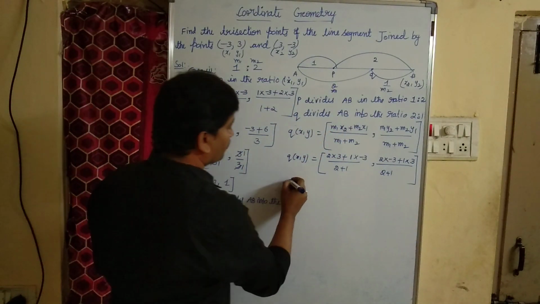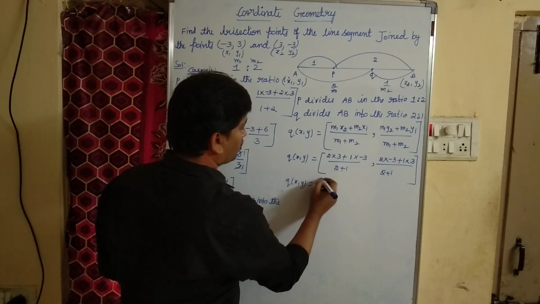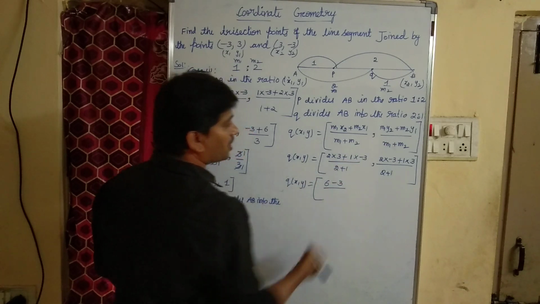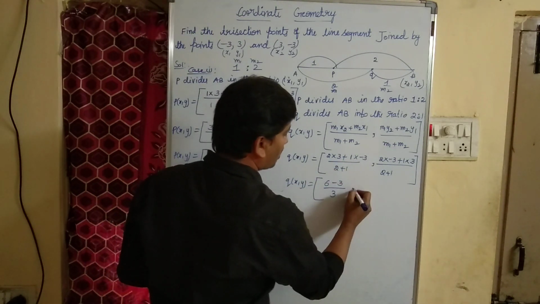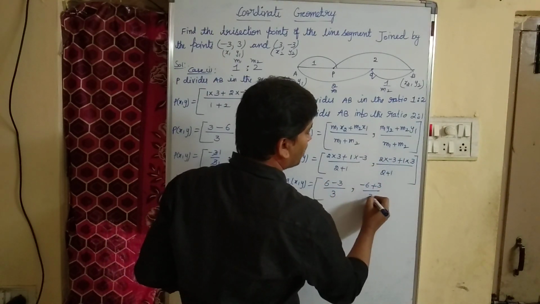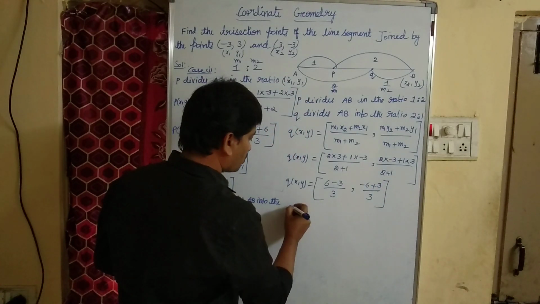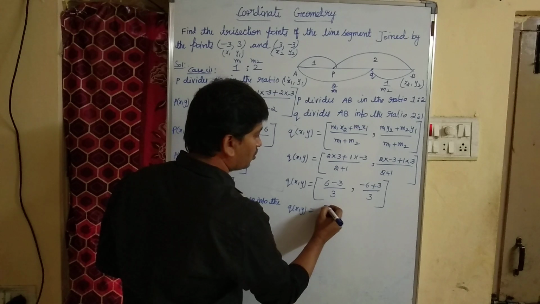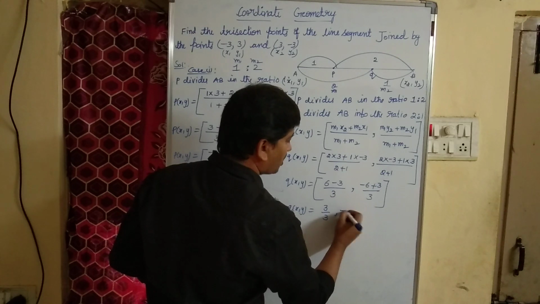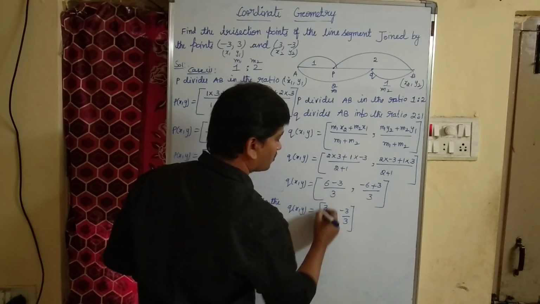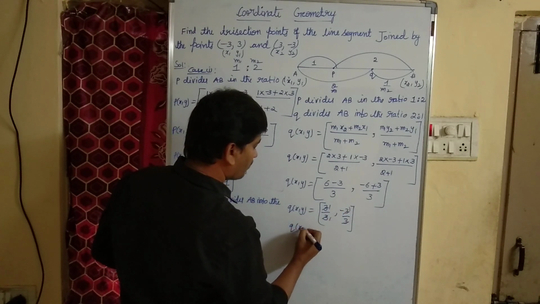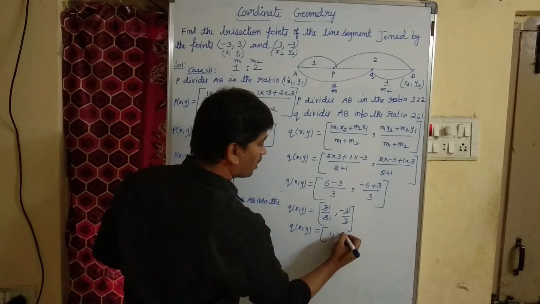Therefore Q of x comma y equal to 2 into 3, that is 6, plus 1 into minus 3, that is minus 3, divided by 2 plus 1, that is 3, comma 2 into minus 3, that is minus 6, plus 1 into 3, that is 3, divided by 3. So Q of x comma y equal to (6 minus 3) divided by 3, comma (minus 6 plus 3) divided by 3. So Q of x comma y equal to 1 comma minus 1.